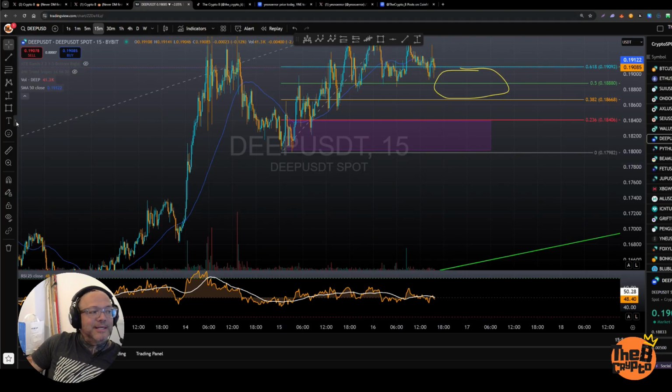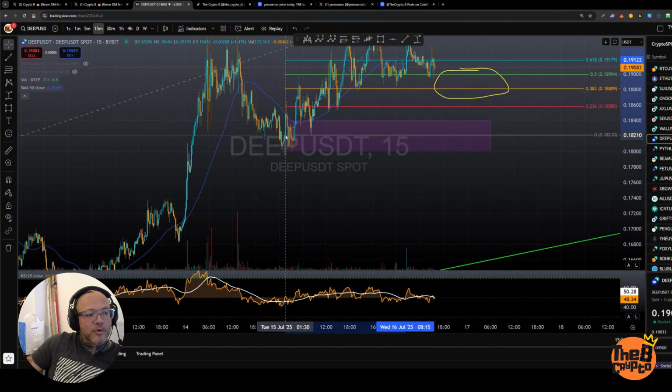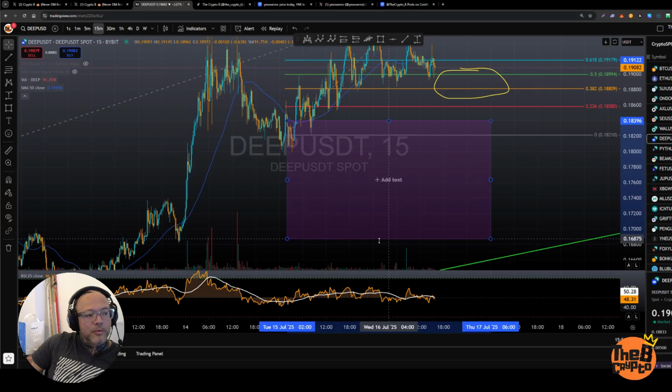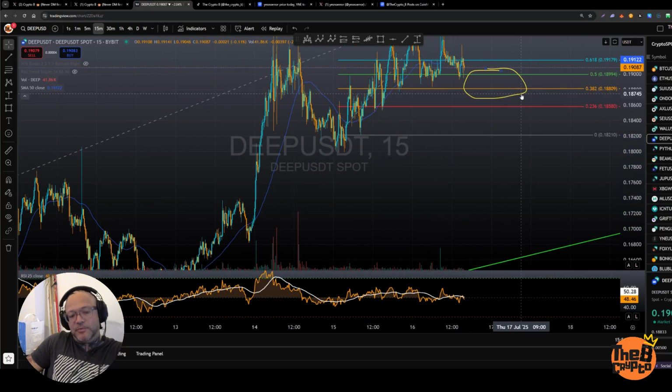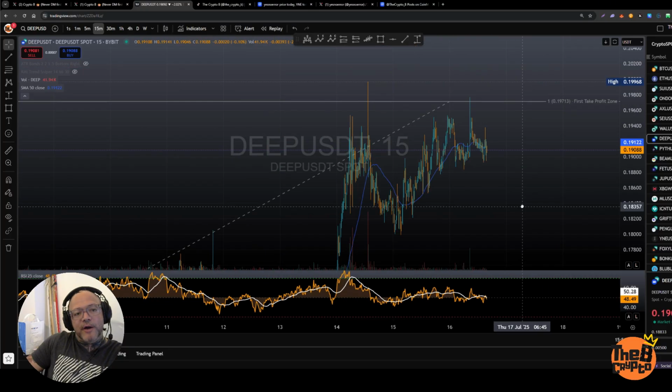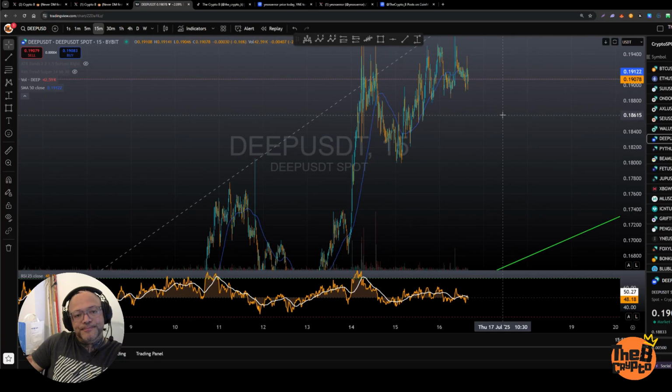We don't want to see it breaking down in this area here. Oops, we don't want to see it breaking down here and going all the way back to 16. We don't want to see that, right? We want the momentum to carry on as it is.